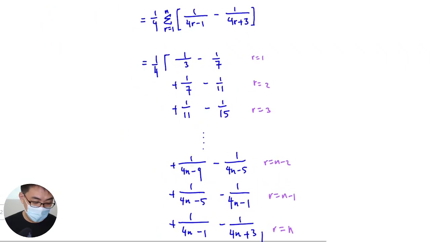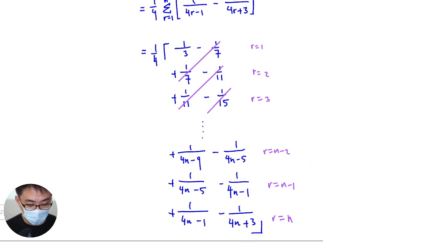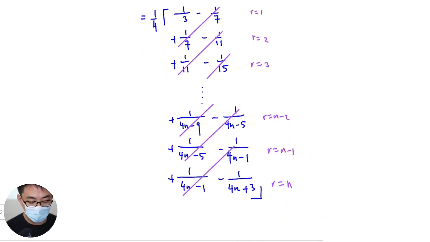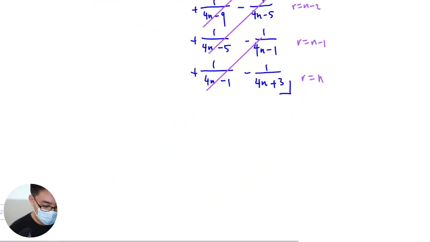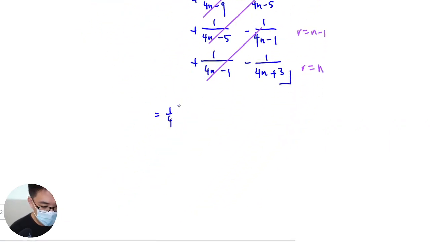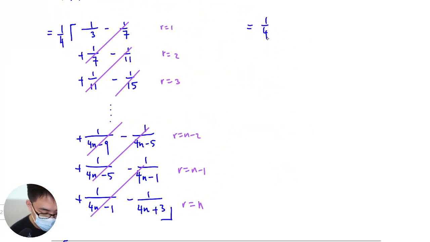Here, if you see, this negative 1 over 7 and 1 over 7 form a zero pair. So this will cancel away. This one will cancel away. This will obviously cancel away. So this is what we call method of difference. The difference between neighboring terms would nullify each other. What is left behind is 1/3 and the last term.